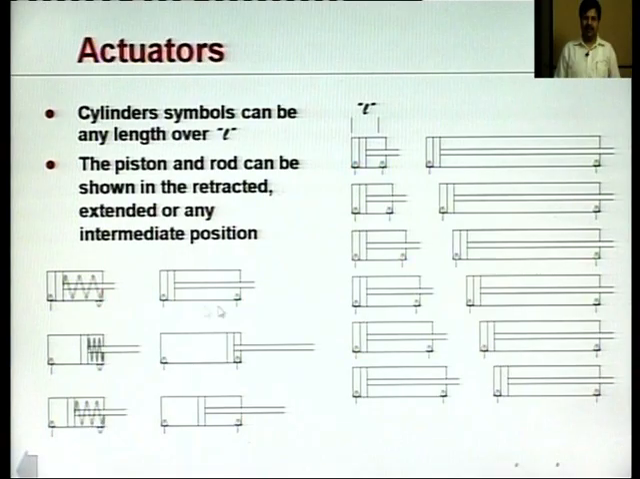These are represented by a symbol like this. A single acting cylinder is shown by a symbol like this, where this particular port is connected to the compressed air and is evacuated back, but this particular port remains unguarded. However, in this type of double acting cylinder, both these ports can be used for input of air as well as the exhaust of air.